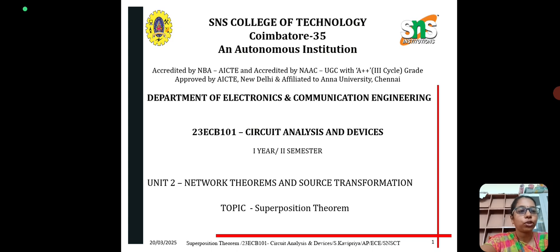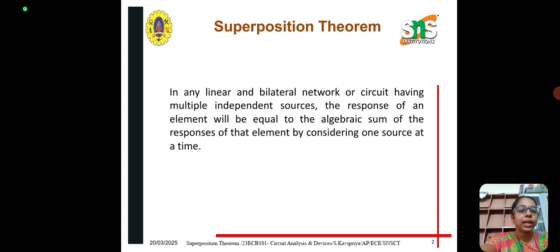I am going to discuss the topic Superposition theorem from the subject Circuit Analysis. First, we can see what is the statement for the superposition theorem. In any linear and bilateral network which has multiple independent sources, the response of an element will be equal to the algebraic sum of the responses of that element by considering one source at a time. So, we will be calculating the response of the element by considering only one source at a time. The overall response of a circuit is equal to the sum of the individual responses.